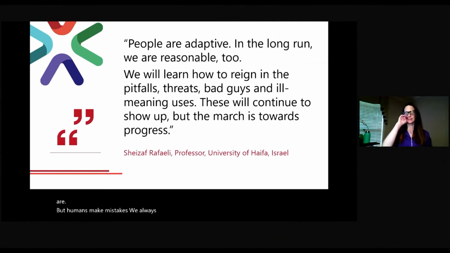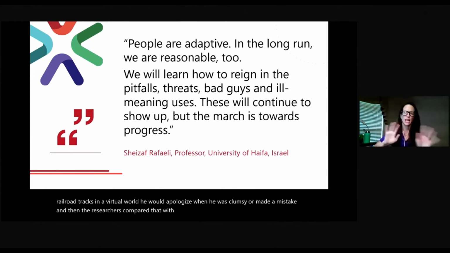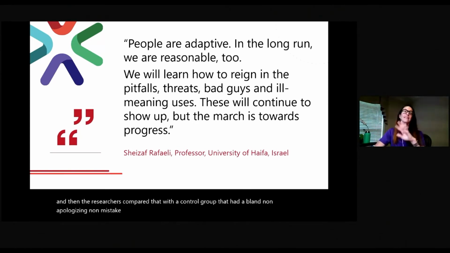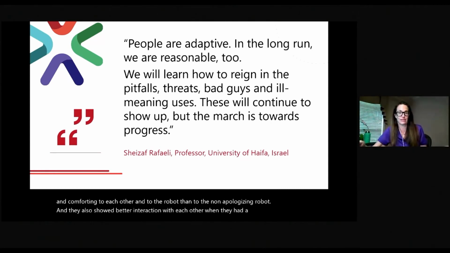A Yale experiment had a robot helping lay down railroad tracks in a virtual world. He would apologize when he was clumsy or made a mistake. And then the researchers compared that with a control group that had a bland, non-apologizing, non-mistake-making robot. And the entire group of humans were more consoling and comforting to each other and to the robot than to the non-apologizing robot. And they also showed better interaction with each other when they had a mistake-making robot with them.